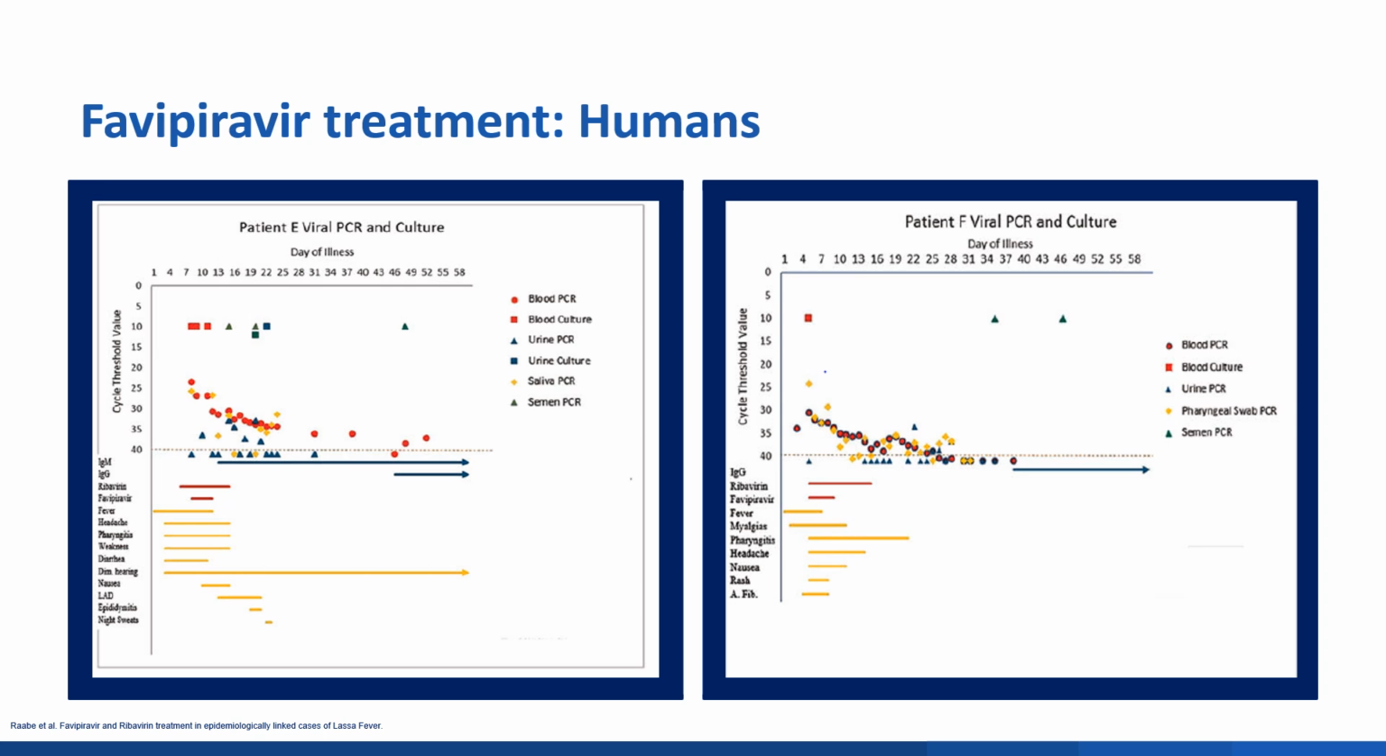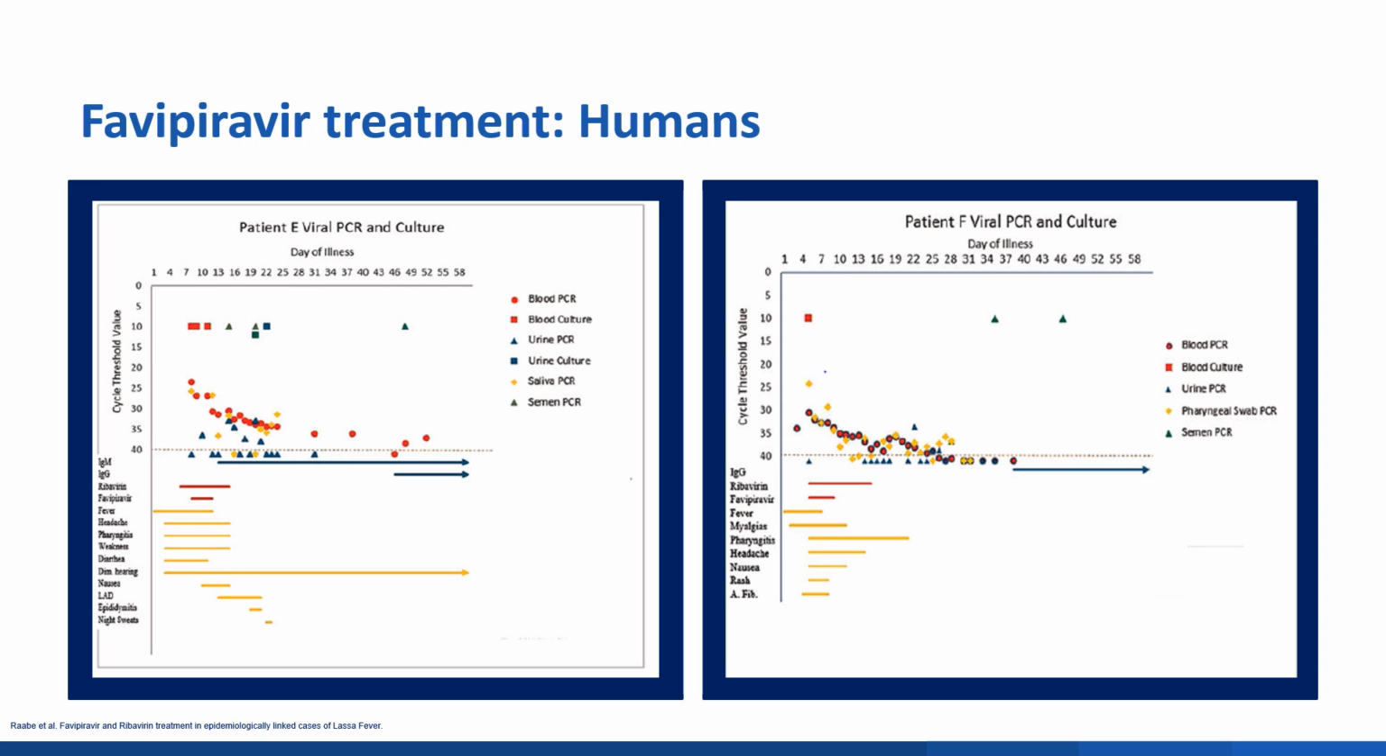Lassa IgM was detected on day 13 in patient E. Lassa IgM was not tested in patient F. Lassa IgG was detected on day 46 for patient E and day 38 for patient F. Vero cell culture for Lassa virus was positive from whole blood specimens from patient E on days 8, 9, and 11. For patient F, Vero cell culture for Lassa virus was positive from whole blood specimens on day 5.